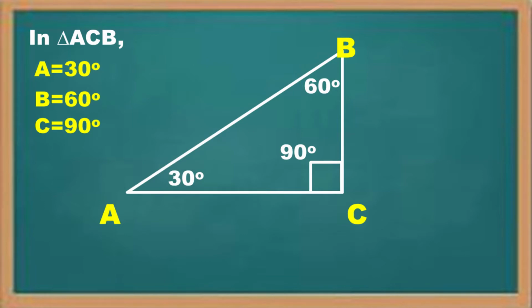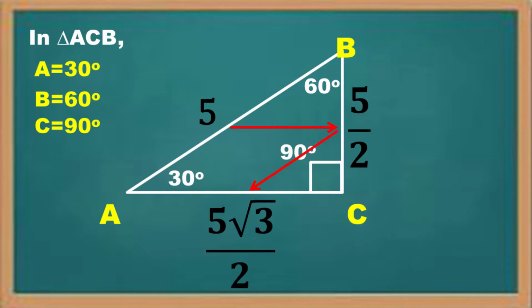In the next example, the hypotenuse is 5. But 5 is not divisible by 2, so express the length of the shorter leg as 5 over 2. To get the length of the longer leg, multiply the length of the shorter leg by square root of 3. Therefore we have 5 times the square root of 3 over 2.